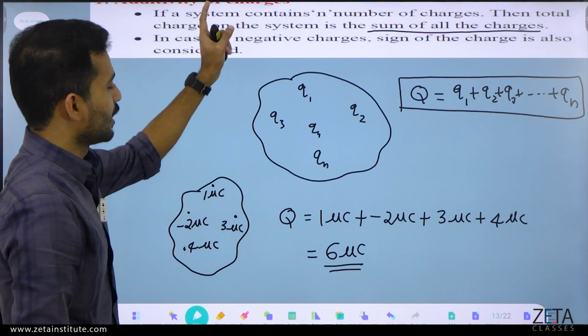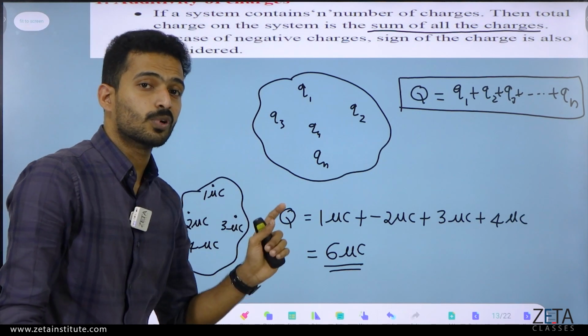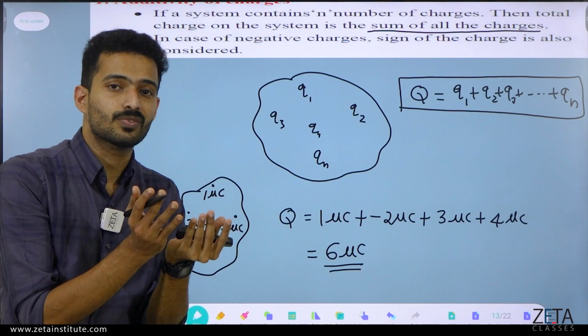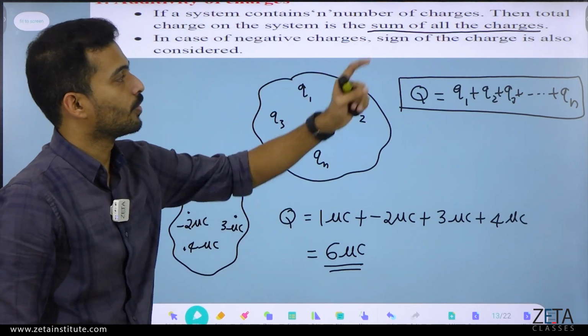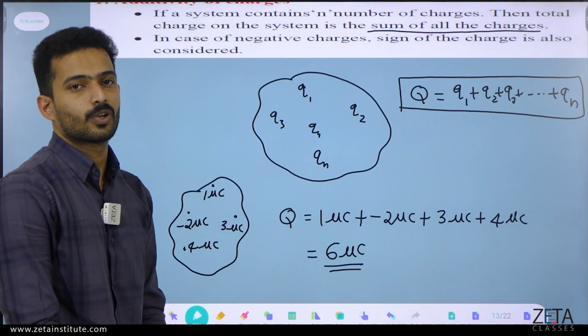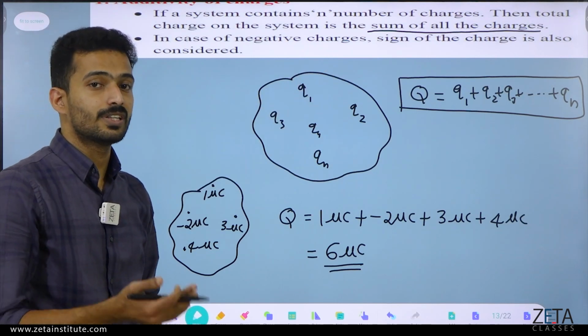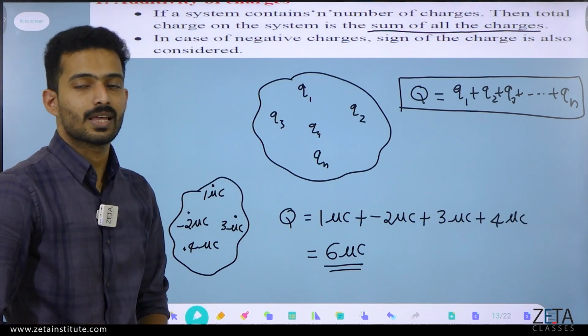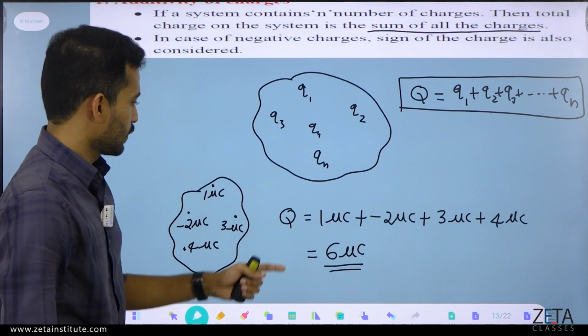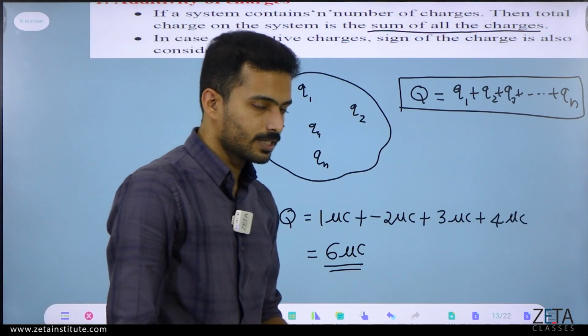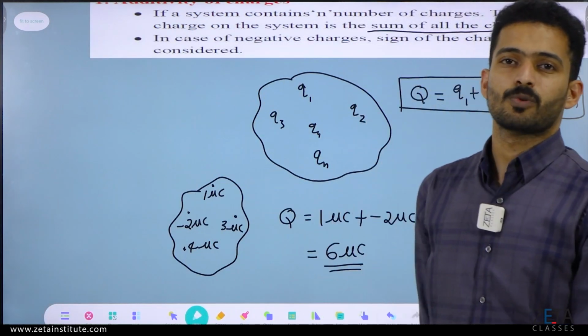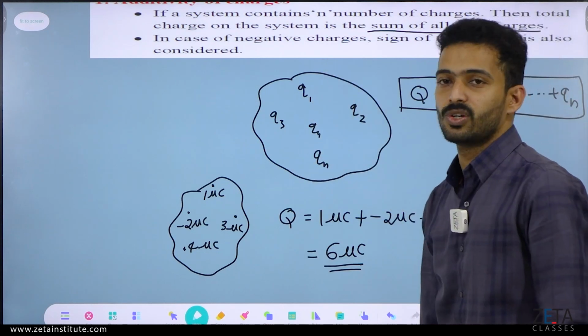So what is that? If a system contains n number of charges, the total charge of the system is the sum of all the charges. Okay. And also you have to consider the sign of the charge. If it is negative, you have to consider the sign of the charge. Okay. So here is one example for that. Next, which is the next property? The first property is the additivity of charges.